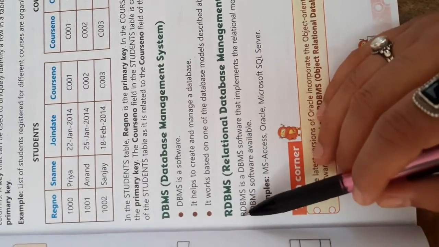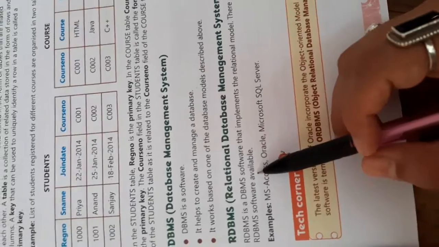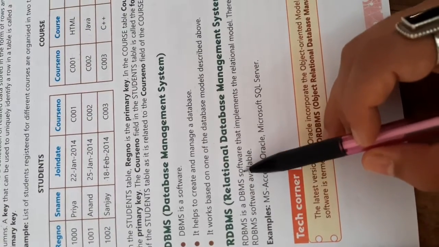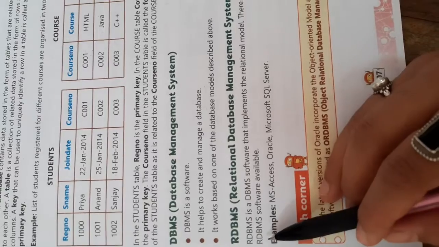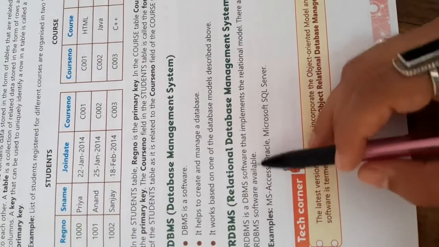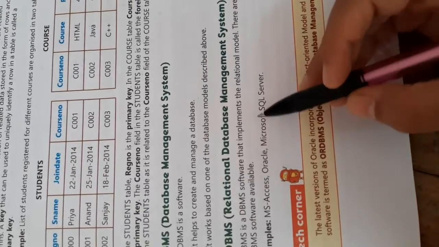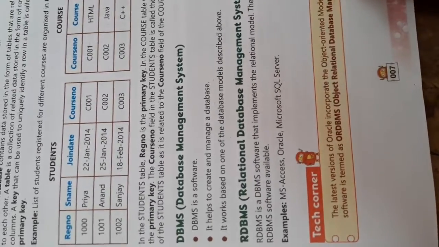Now RDBMS, Relational Database Management System. RDBMS is database management system software that implements the relational model. There are many RDBMS software available. They are MS Access, Oracle and Microsoft SQL Server. These are some of the software which are available.